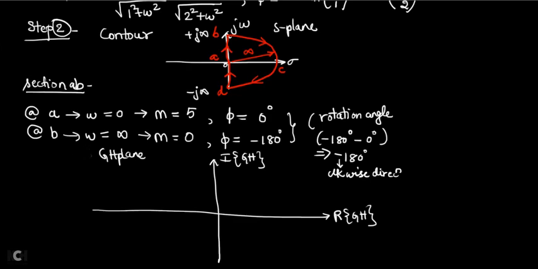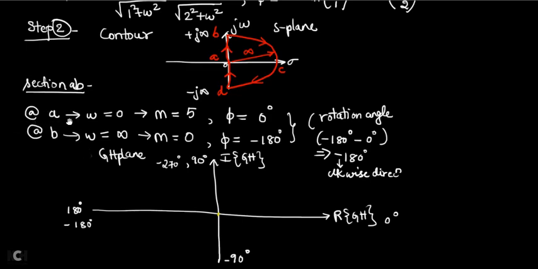Now, how to mark and how to draw it? See, this is your origin point. The starting point is A. Point A is at M equal to 5 and 0 degree. This is 0 degree, this is 90 degree, this is 180 degree. From downwards, this will be minus 90 degree, this will be minus 180 degree, and this will be minus 270 degree. Understood? These are the angles in clockwise and anti-clockwise direction.